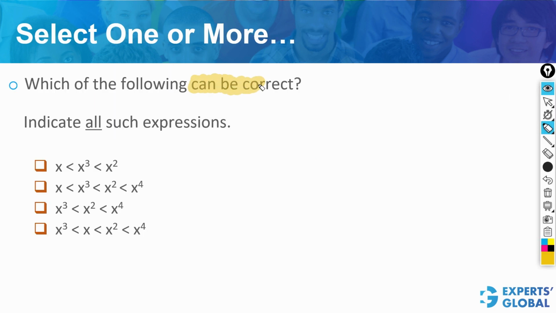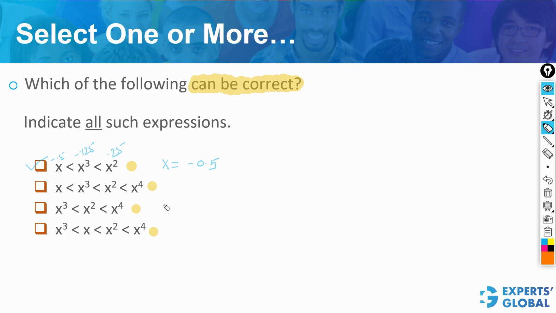It's a can be correct question. Therefore, we simply need to come up with one example for each of these to deduce that the answer choice is correct. The first expression can hold for a small negative value of x. Imagine, in such a case, the value of x would be the smallest, the value of x squared would be the greatest because it would be something positive, and the value of x cube would lie in the middle because it would be negative but a small negative number. Therefore, the first answer choice should be selected.